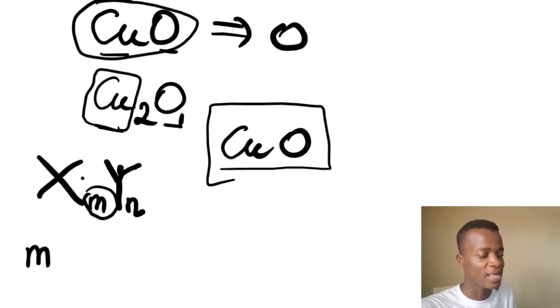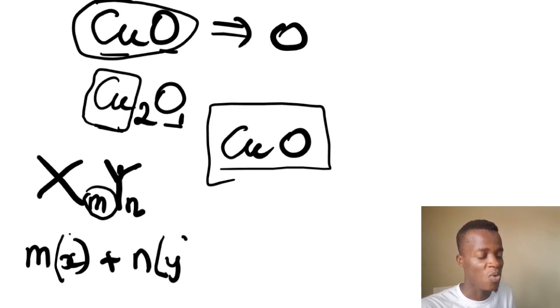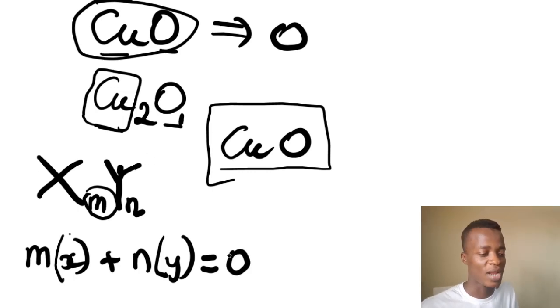Let's assume that this guy can donate some number of electrons, which is X, plus the frequency N times the number of electrons that this guy can donate. Let's say it's small y. This will be equal to 0, because the entire charge on the entire substance will be 0. That's what is equal to 0. So we have to calculate that.